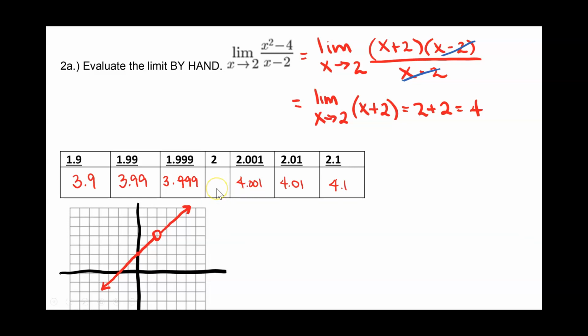Now, if you get a different answer on your table than you do algebraically, something's wrong. Alright, and then also we want to look at the graph.